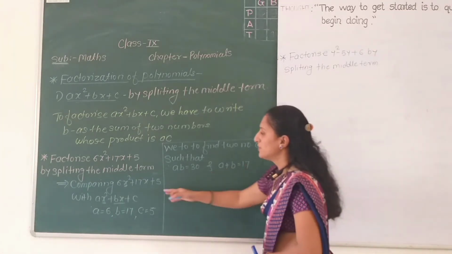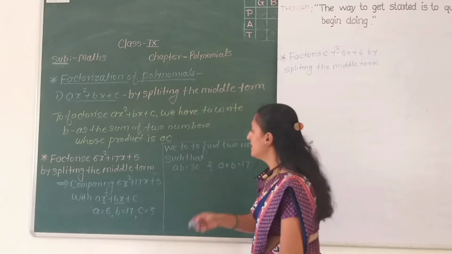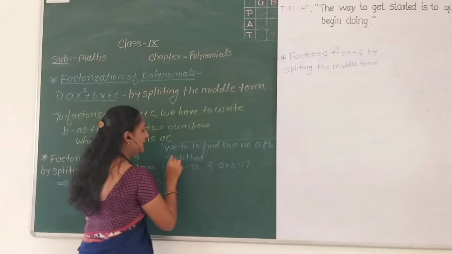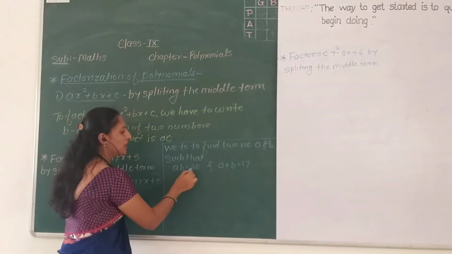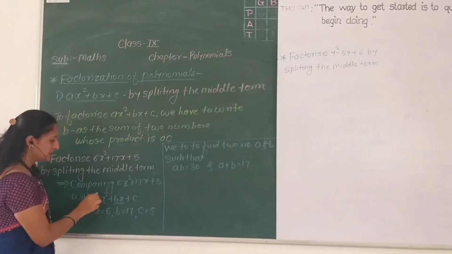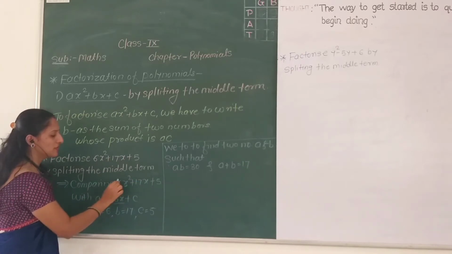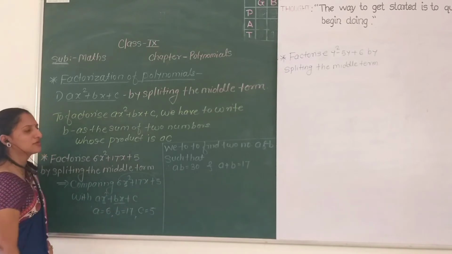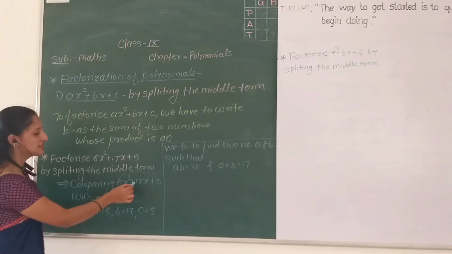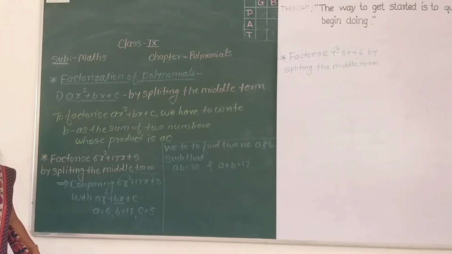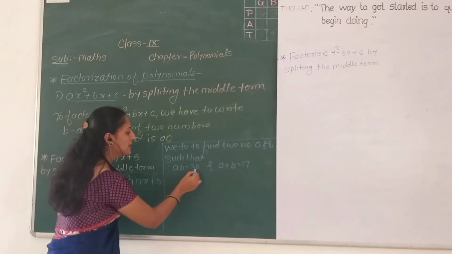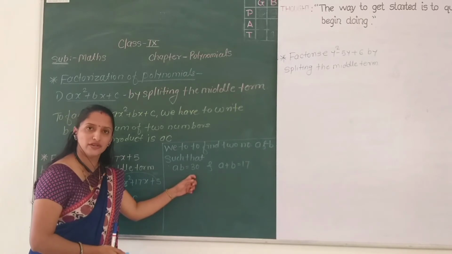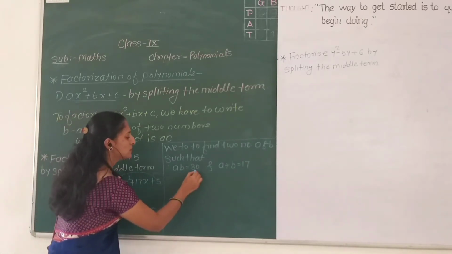Okay, so to factorize this polynomial, we have to find two numbers a and b such that the product of these two numbers is 30, that is 6 into 5, a into c. The product of these two numbers is 30 and the sum of these two numbers is 70. So let us find the pairs of factors of 30.